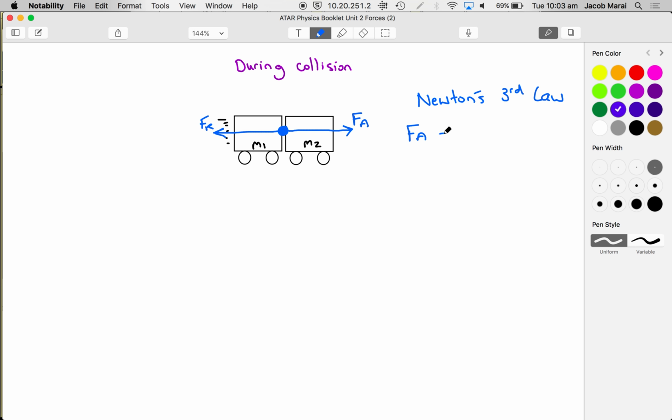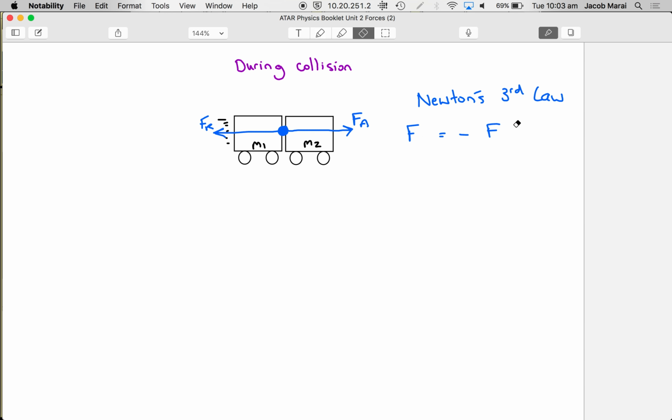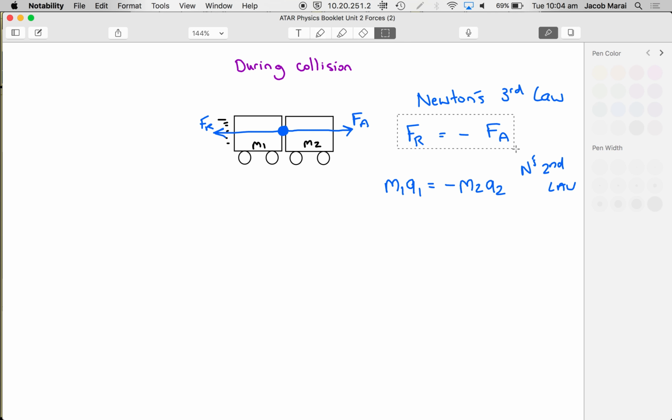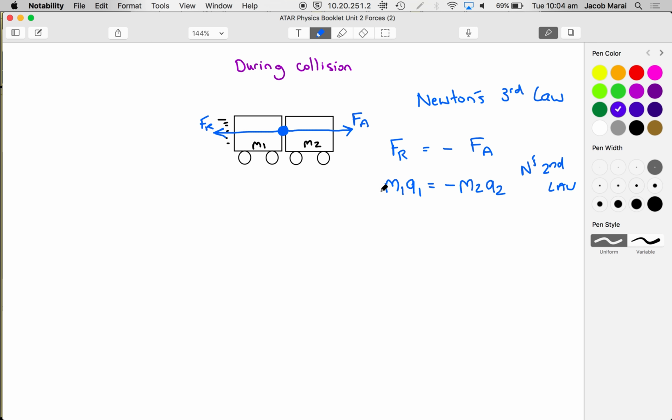We would say that FA equals negative FR. Sorry, let me change that. Doesn't matter. FR, reaction, yep, FR equals negative FA. Now let's throw in Newton's second law, that M1A1 equals negative M2A2. So all I've done is substitute in force equals mass times acceleration. Now let's throw in the acceleration equation. I'm going to write M1 outside of V1 take U1 over T1 equals negative M2 outside of V2 take U2 over T2.